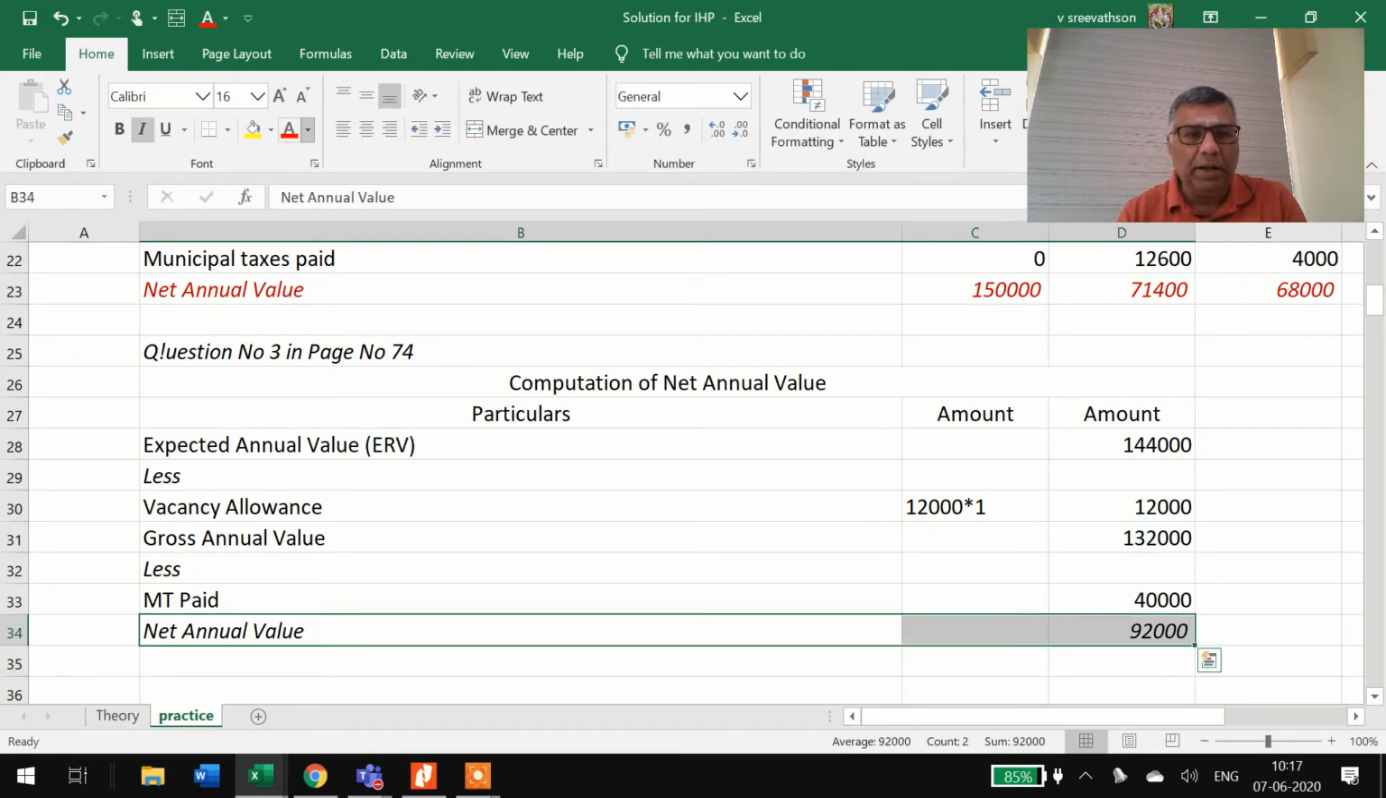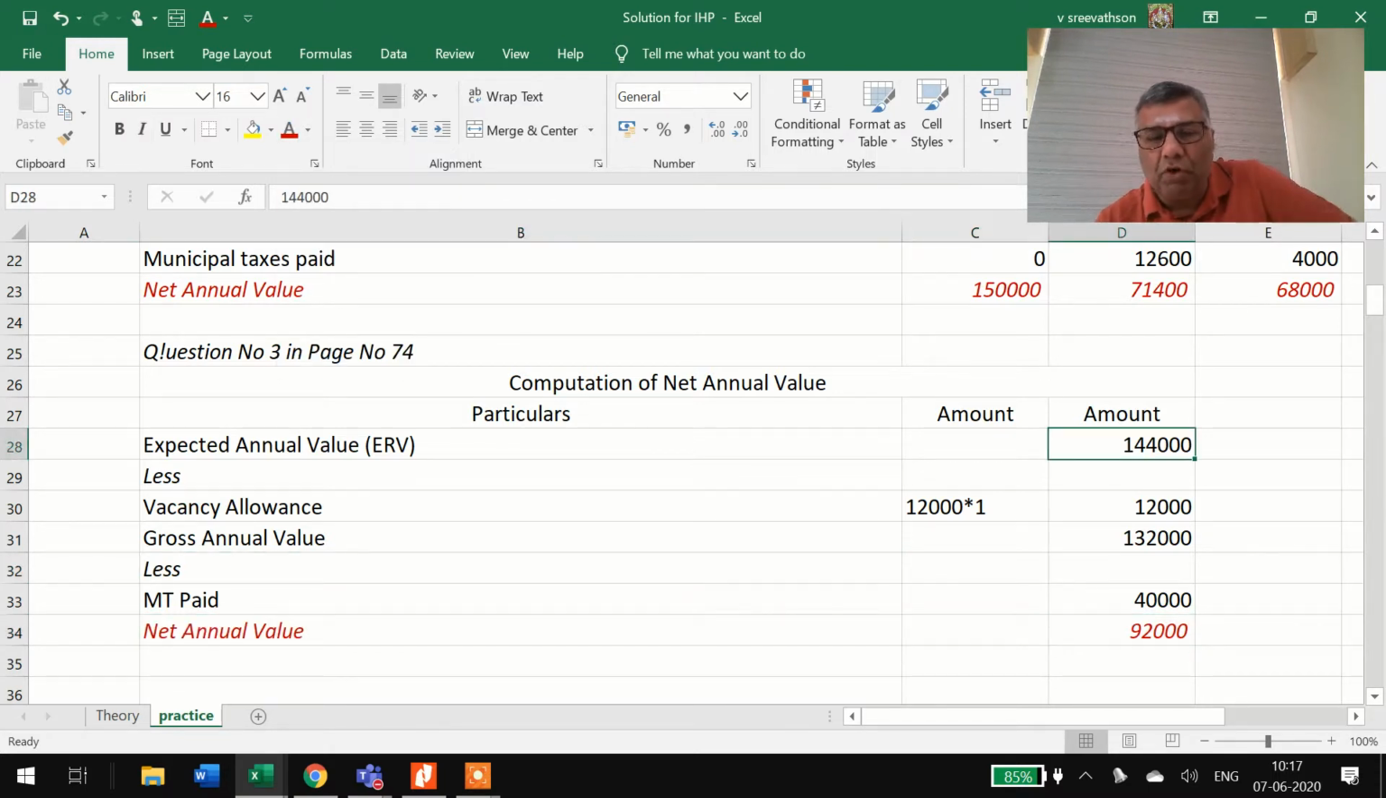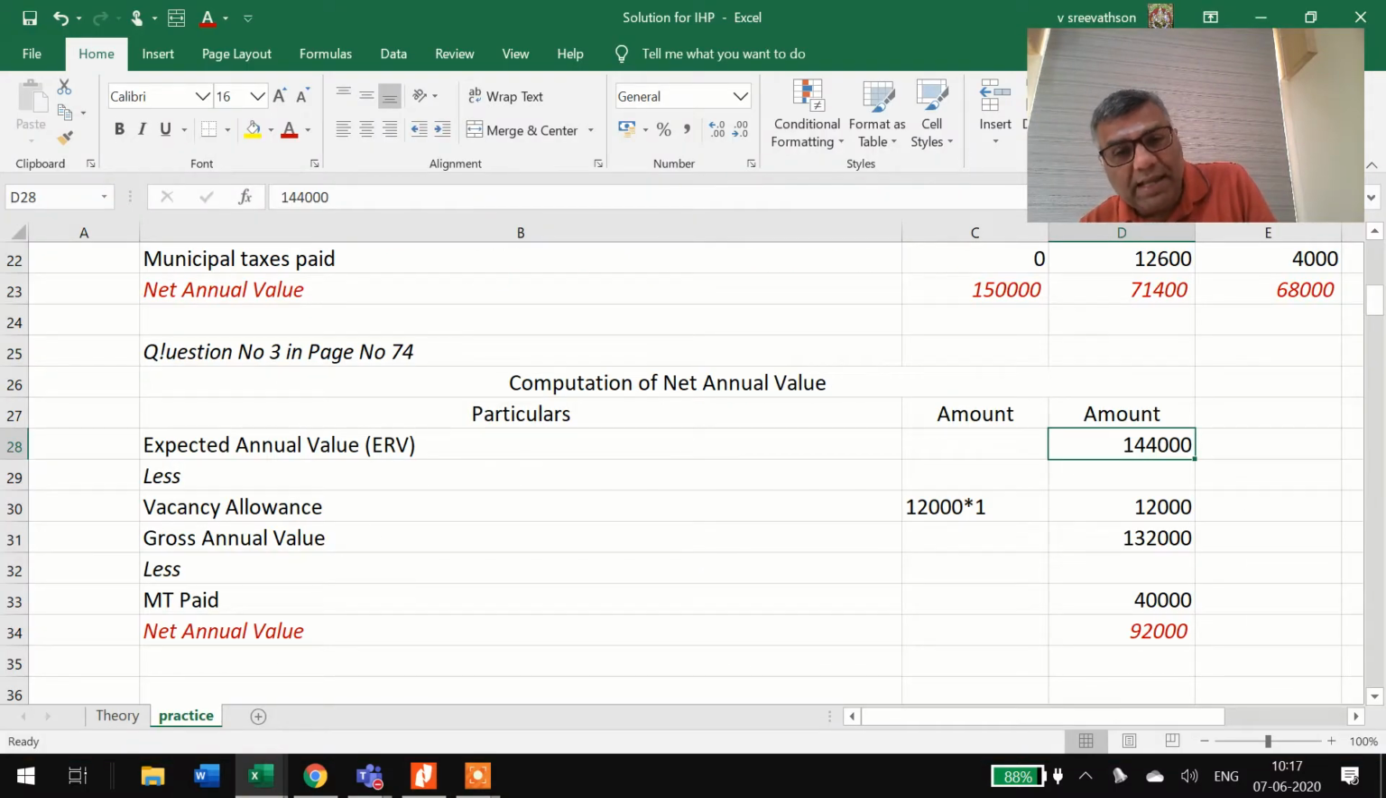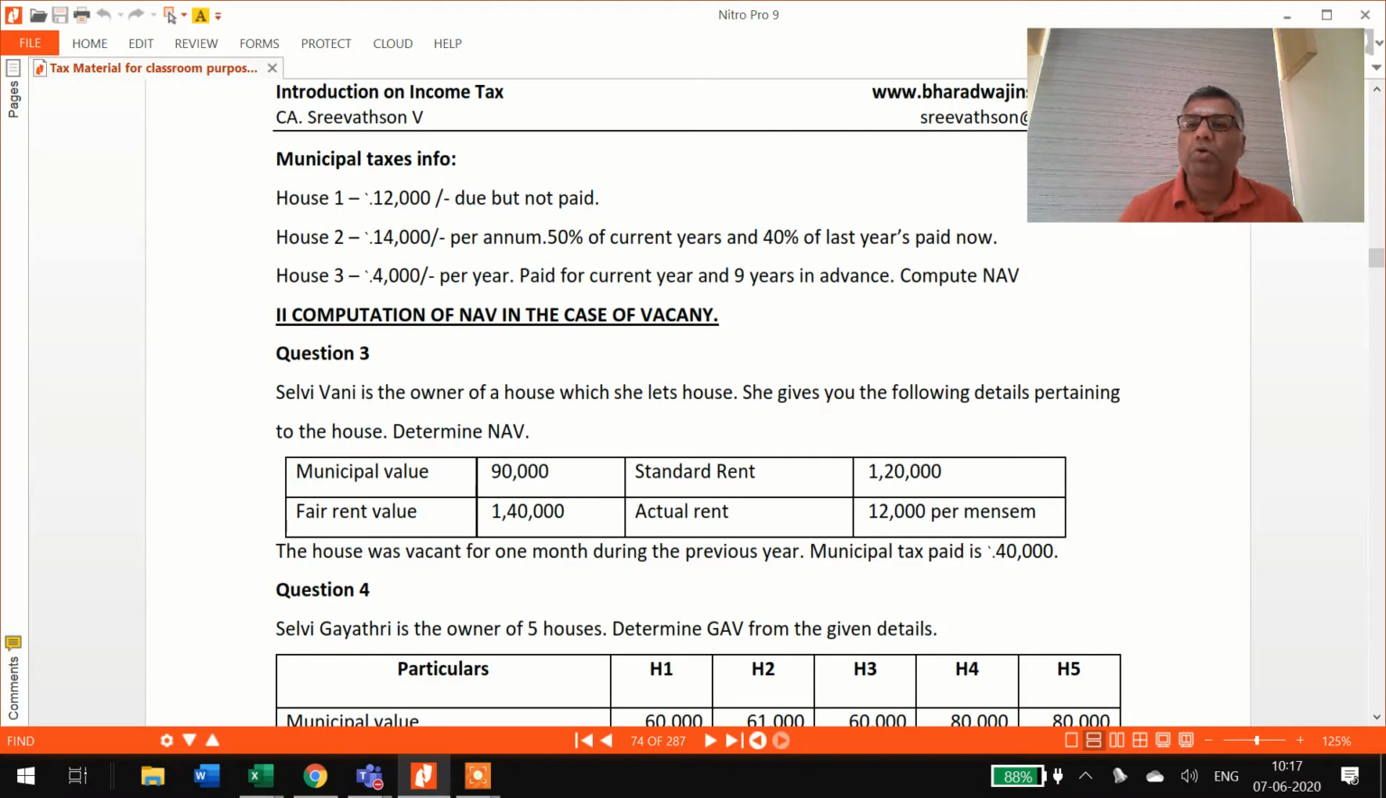Repeating the provisions. Expected rental value 1,44,000. How did I find it? I take actual rent for 12 months. MV or FRV, 90 or 140, whichever is higher. 140 or 120, whichever is lower. That answer with 144, whichever is higher. So 144 prevails. That is my ERV. Less vacancy allowance leads me to gross annual value. Less municipal taxes paid leads me to net annual value.